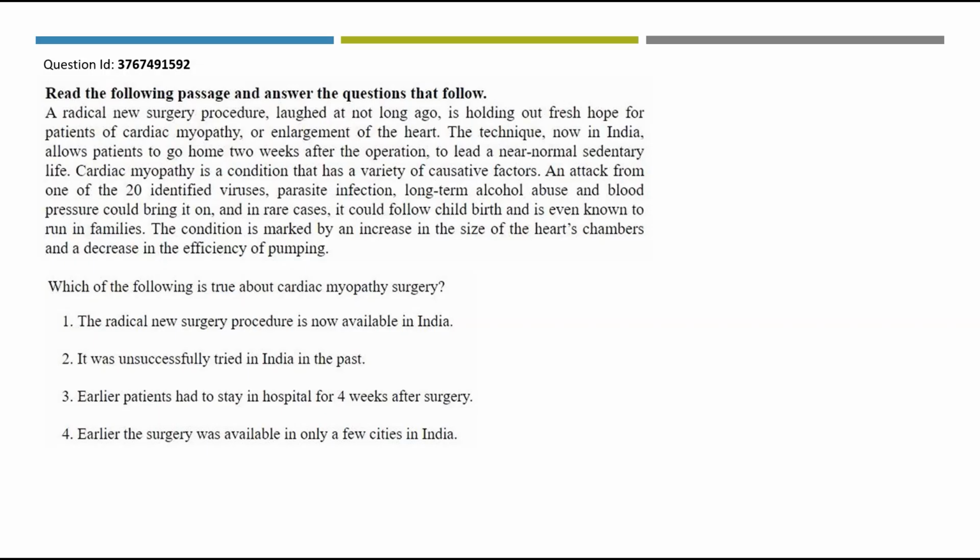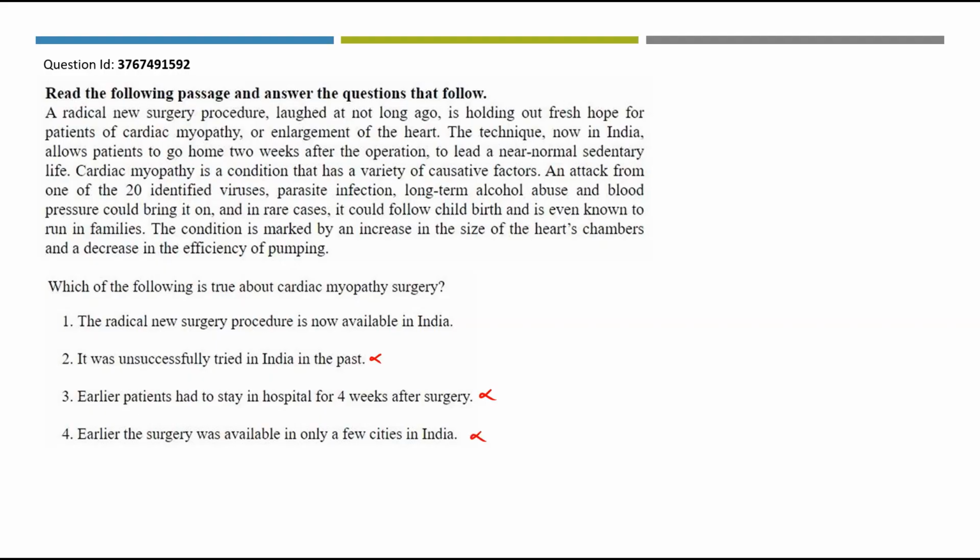Which of the following is true about cardiac myopathy surgery? The radical new surgery procedure is now available in India. It was unsuccessfully tried in India in the past. There is no detail about this. Earlier patients had to stay in hospital for 4 weeks after surgery. There is no detail. Earlier the surgery was available in only a few cities in India. There are no details about 2, 3 and 4.